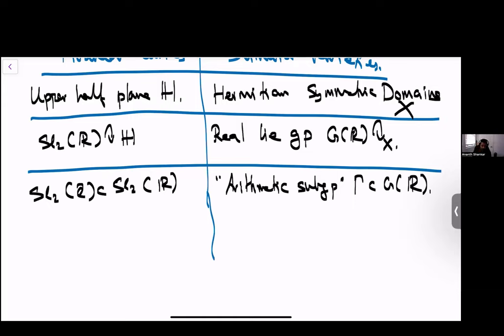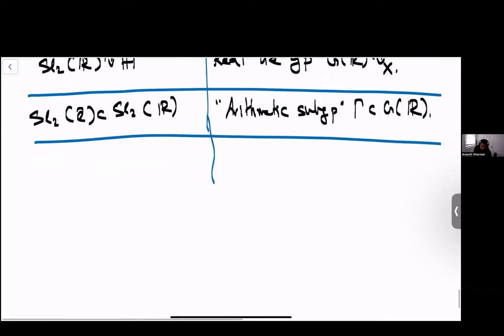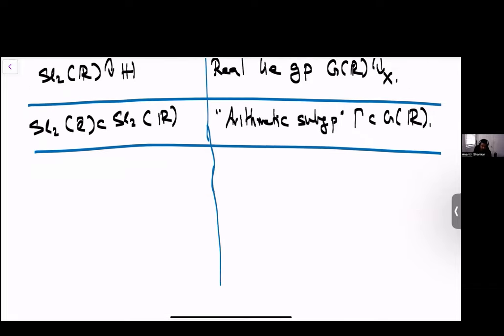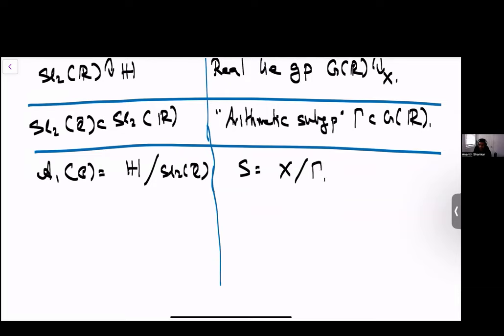And just like in the setting of the modular curve, we could choose our arithmetic subgroup to be the Z points of a group defined over Z. You can do similar things. And in fact, gamma will behave like the Z points of a group defined over Z. We defined our modular curve, the complex modular curve, just to be the quotient of H by SL2 of Z. And similarly, we defined the Shimura variety to be X mod gamma, at least its connected components to be X mod gamma.